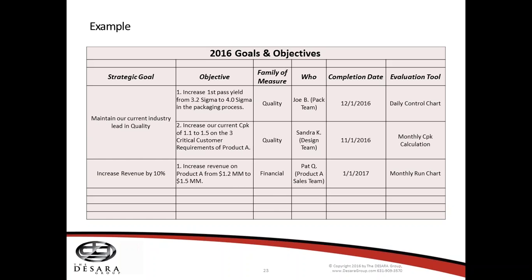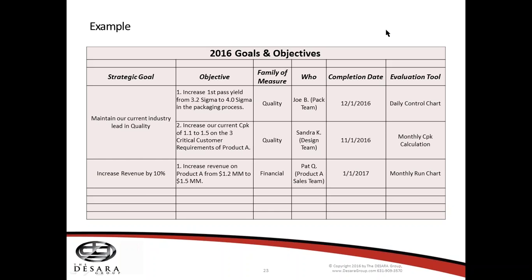From the 9001 standpoint, we're interested in those that are related to quality. The 4th column tells me who's responsible: Joe B. with his packing team, Sandra with the design team, Pat with the product A sales team. We have a completion date. And the last column talks about what's the evaluation tool. How are we going to keep track of this metric?